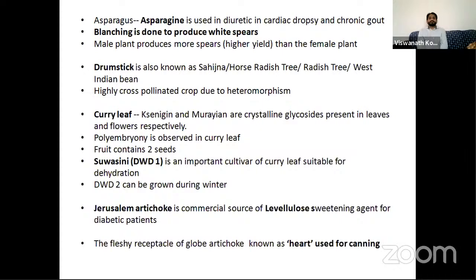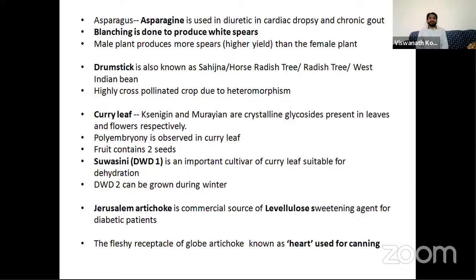Blanching is also done in asparagus. Blanching is done in leek, celery, and asparagus. These three crops, blanching is done: leek, celery, and asparagus. Drumstick is a highly cross-pollinated crop due to heteromorphism.